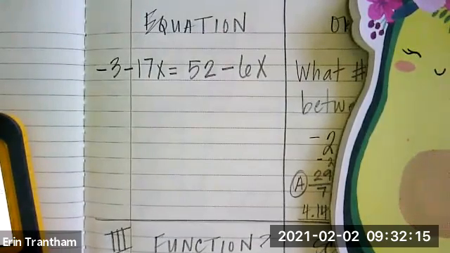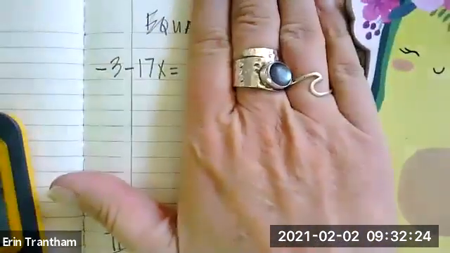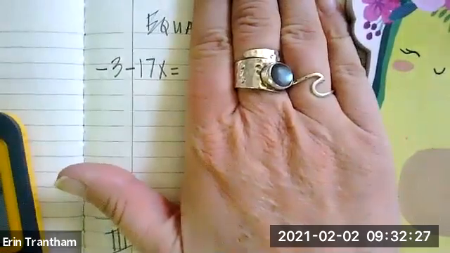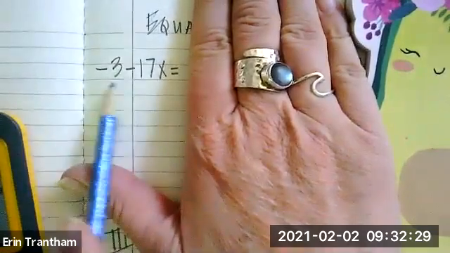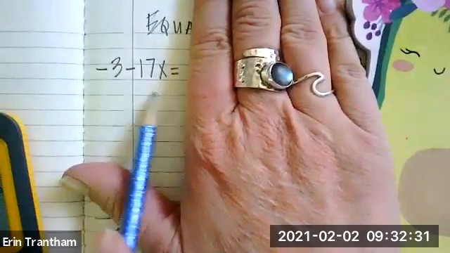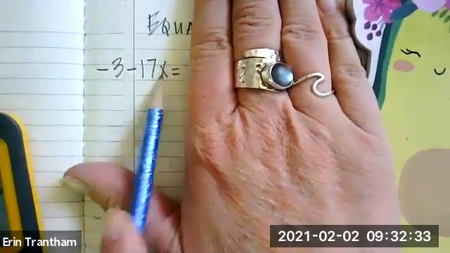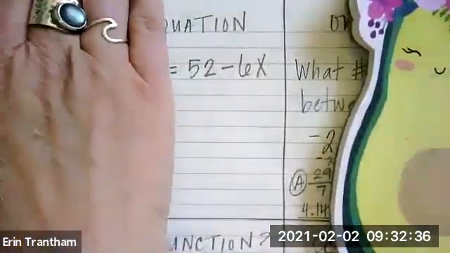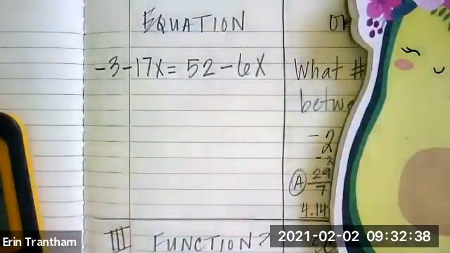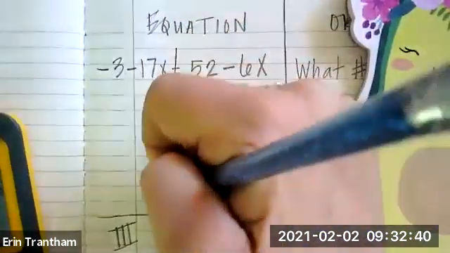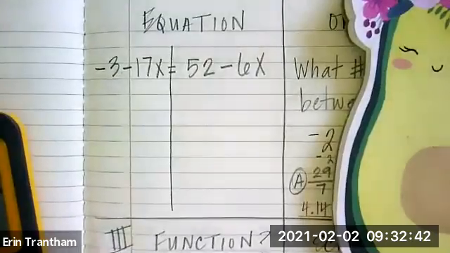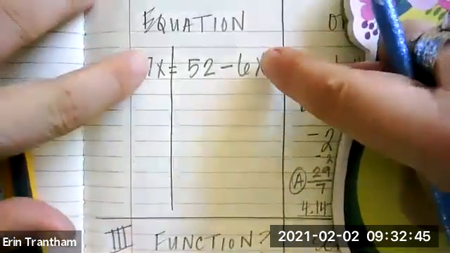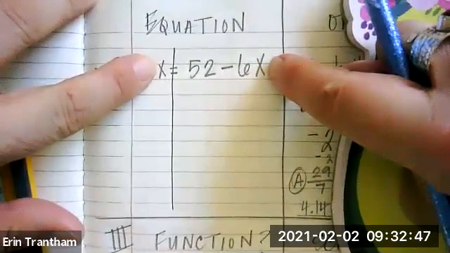Negative 3 minus 17x equals 52 minus 6x. Okay, so every equation is made up of two expressions. Can we combine any terms over here? No, this doesn't have a last name. This has a last name of x. Same on this side. 52 doesn't have a last name, and negative 6 has a last name of x. So draw your river. And we have variables on each side of the equal sign.